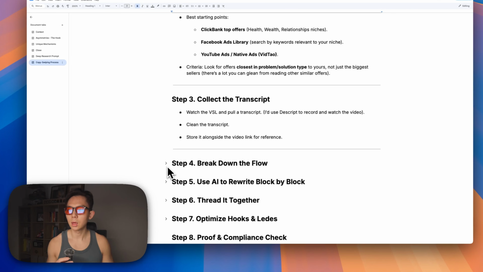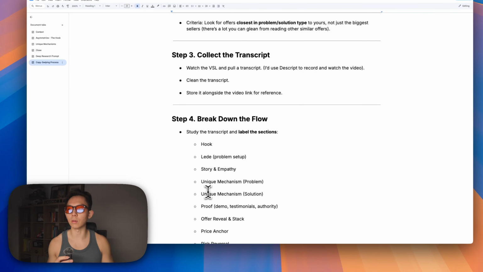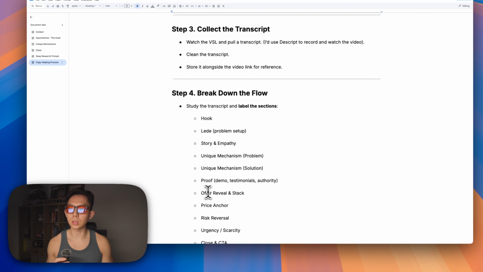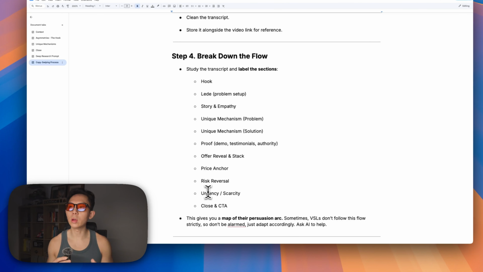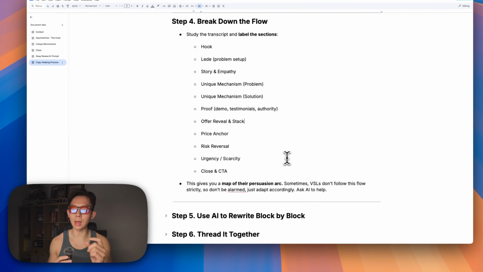The next step is to label the flow. So what I can do is I'll label the sections of the transcript. I can throw it into ChatGPT and tell it to label the sections. Most VSLs would have these different sections. Maybe they appear in a different sequence, but they usually have this. So you want to essentially get AI to give you a map of their persuasion arc.